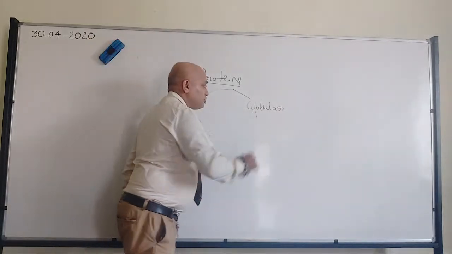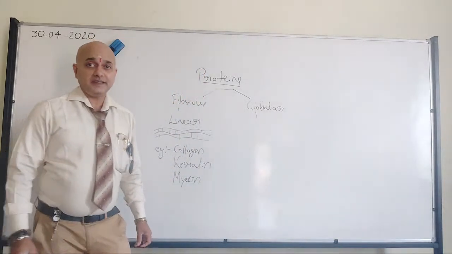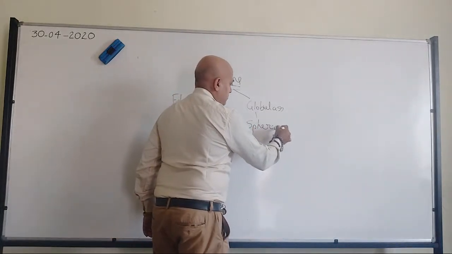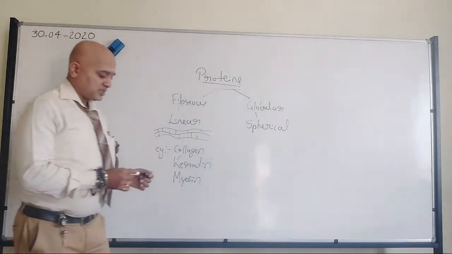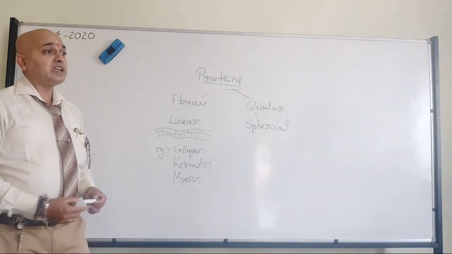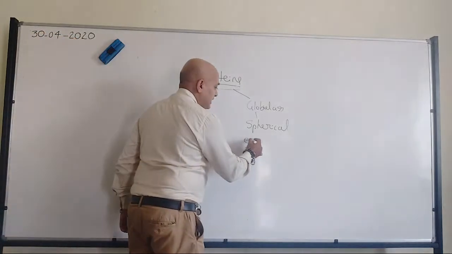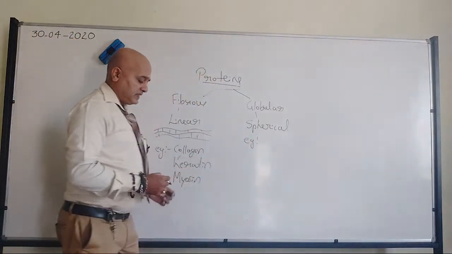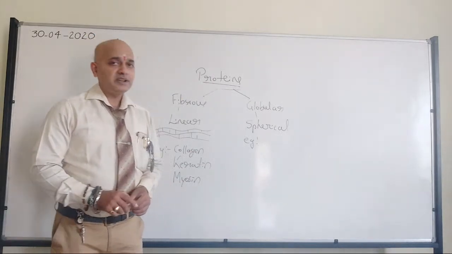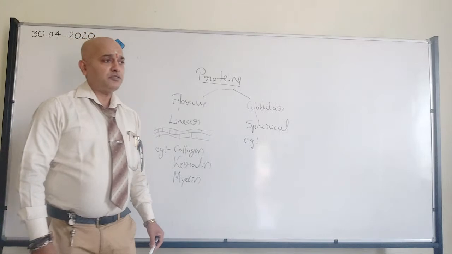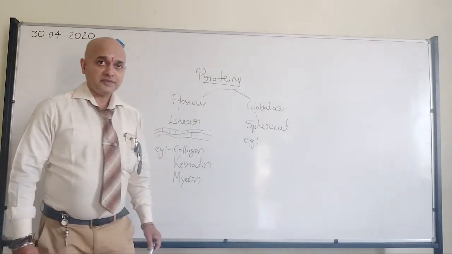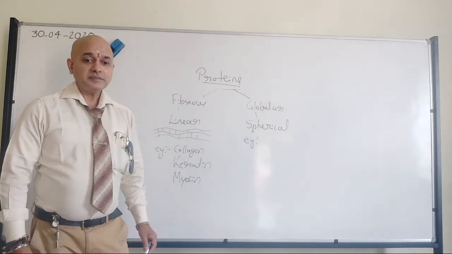So when it comes to globular proteins, they will have a spherical structure, almost spherical structure. That's why they are called globular proteins, spherical structure. Example, anyone? Just now I had told. Example for globular protein. Just now, 10-15 minutes back, I had told some examples for globular protein. Anyone?